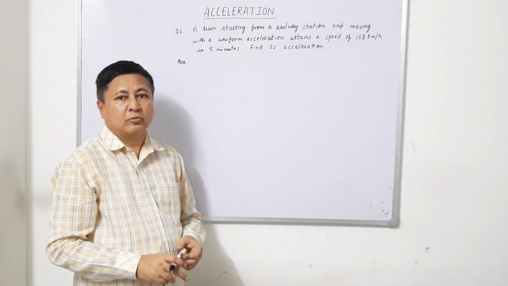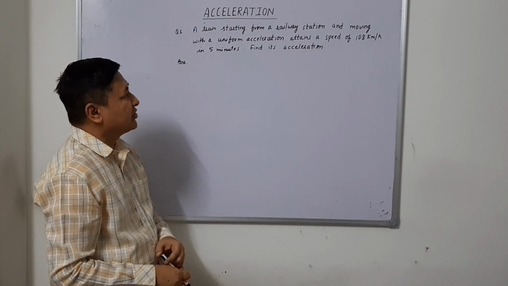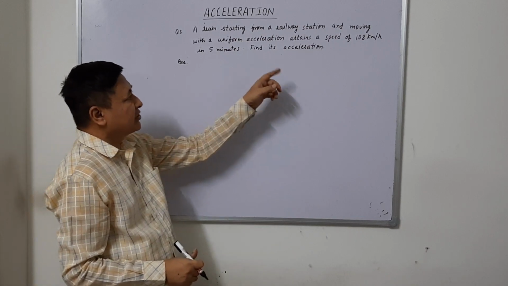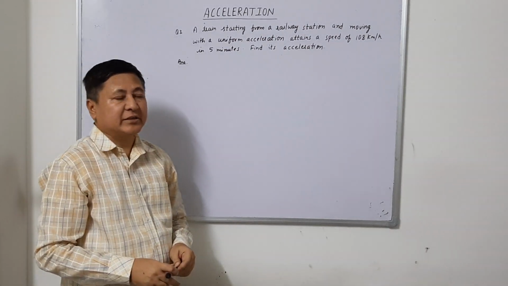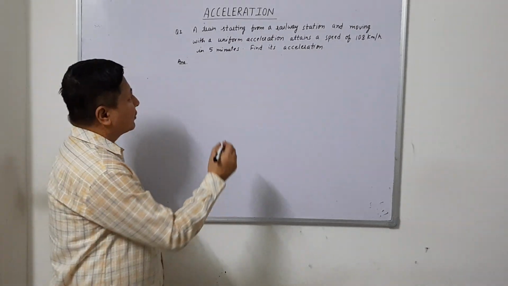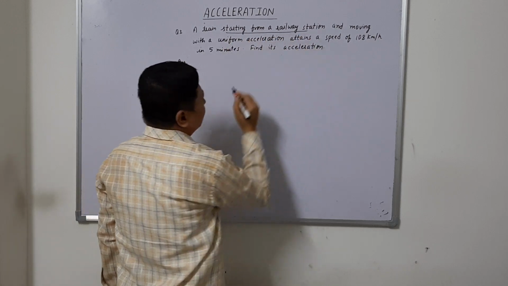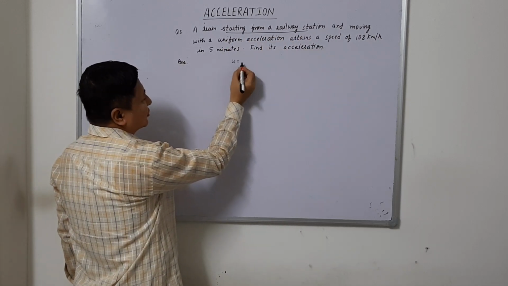Let us take one more example of acceleration. A train starting from a railway station and moving with uniform acceleration attains a speed of 108 km per hour in 5 minutes. Find its acceleration. Now it is given that it is starting from a railway station. That means initially the train was at rest.